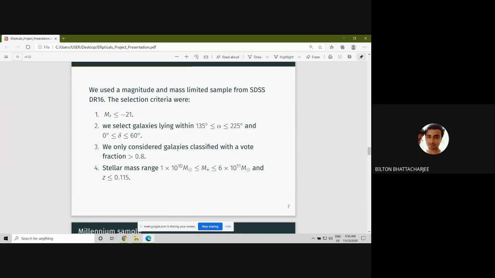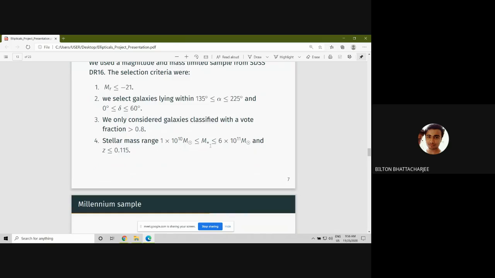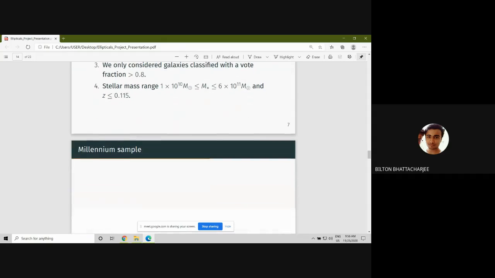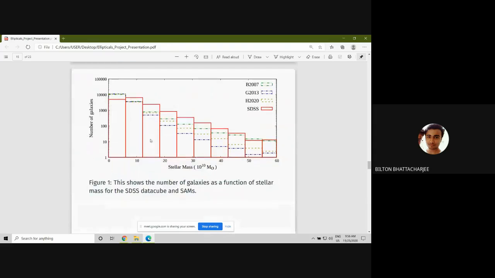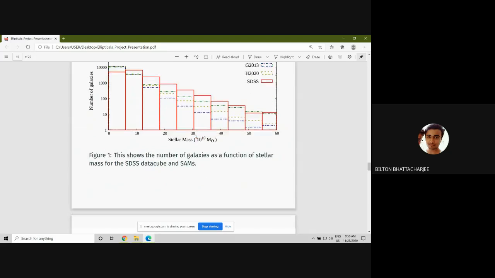So we consider galaxies which have a void fraction greater than 0.8 in the specified stellar mass range and redshift range. So we are probing mainly the low redshift universe. And then we wanted to juxtapose our observed results with the Millennium samples. So we obtained data from three semi-analytical models implemented on the Millennium simulations with exactly similar selection criteria as that of the SDSS. So this is the histogram which shows the number of galaxies as a function of stellar mass.